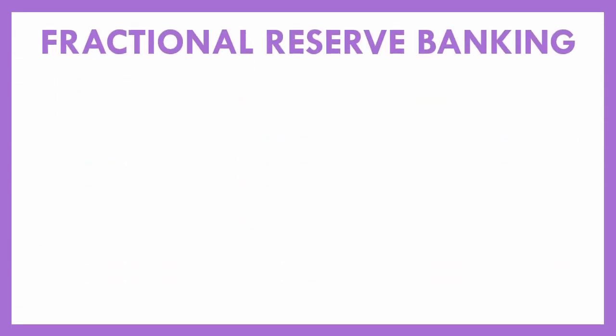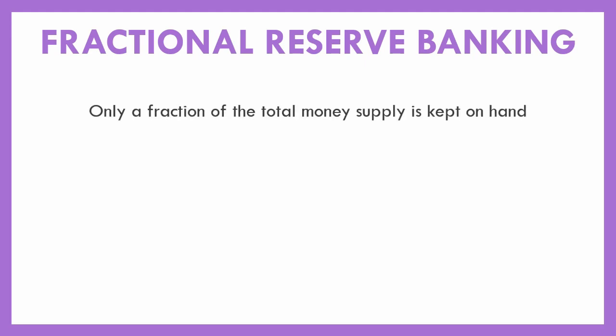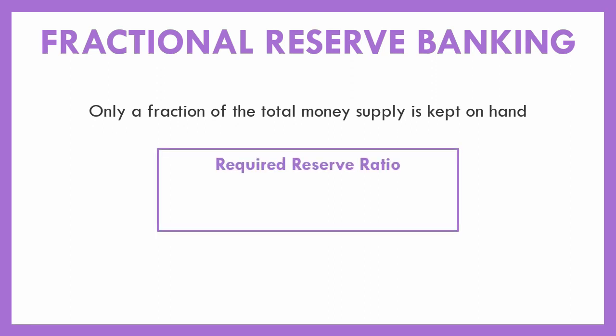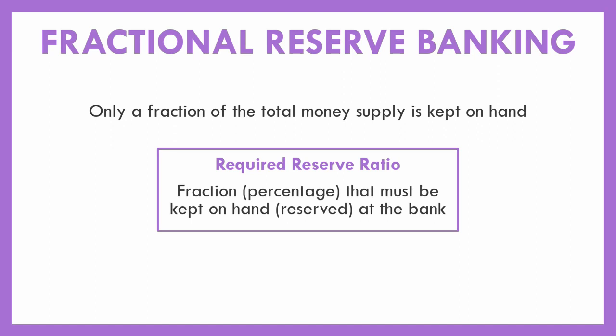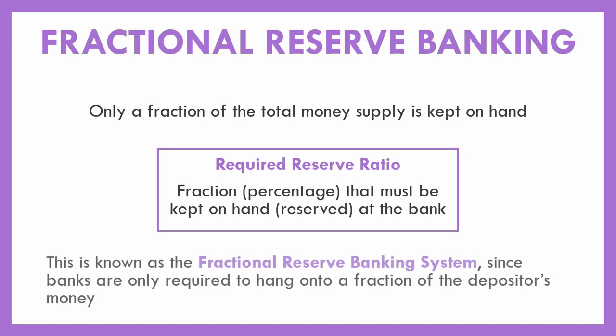So fractional reserve banking, you can understand this just looking at the name of it, right? It's the idea that only a fraction of the total money supply is kept on hand at any one time. There's typically a number that is given to banks saying you have to hold on to a certain percentage. This is known as the required reserve ratio. It's the percentage that has to be kept on hand or reserved or set aside at the bank. We'll talk more about this as we go along. It's known as the fractional reserve banking system because, whenever you drop your money off at the bank, banks are only required to hang on to a fraction, a portion, or reserve that of your money.